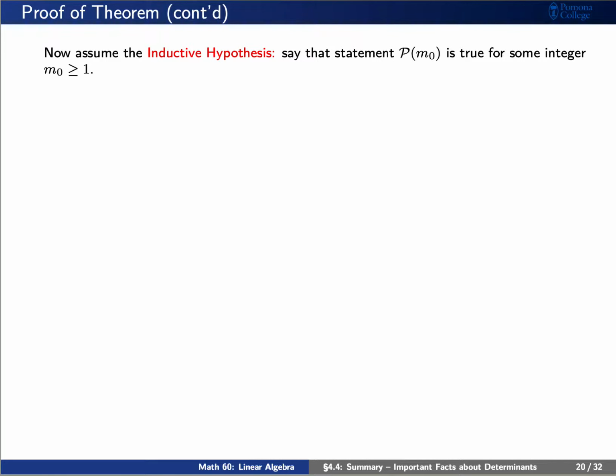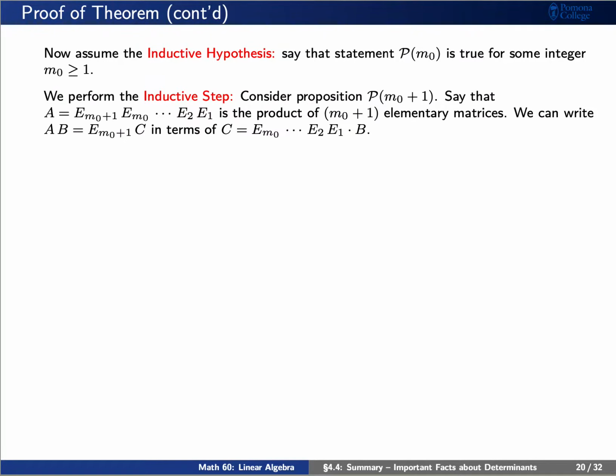Now let's assume our inductive hypothesis that the statement is true if A is the product of m0 elementary matrices. We'll consider the next case where A is the product of m0 plus 1 elementary matrices. Then we can write A times B as an elementary matrix e sub m0 plus 1 times C, where C is a product of m0 elementary matrices, times our matrix B.